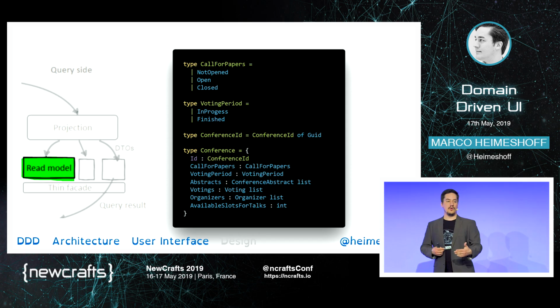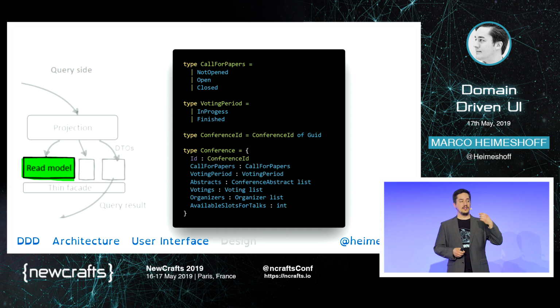Maybe we have a list of those conferences because we can build a conference organization software that supports more than one conference, but we have the exact same data model. Using F# in the front end and the back end means I can just reuse this type, and I can serialize it, send it over the wire, and reuse it in the front end.